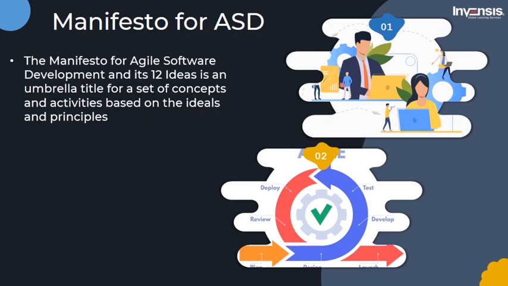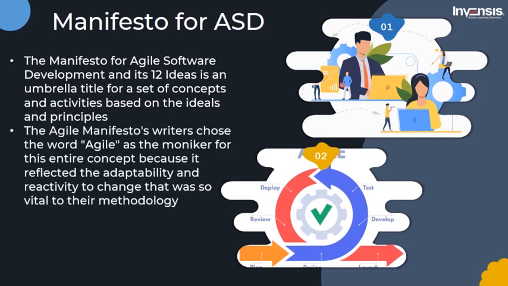It's generally a good idea to live by these values and principles while approaching software development in a given way, and to utilize them to help you calculate what to do in your individual scenario. The Agile Manifesto's writers chose the word Agile as the moniker for this entire concept because it reflected the adaptability and reactivity to change that was so vital to their methodology.